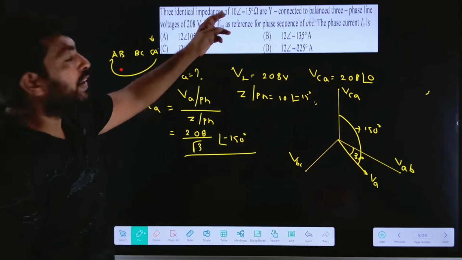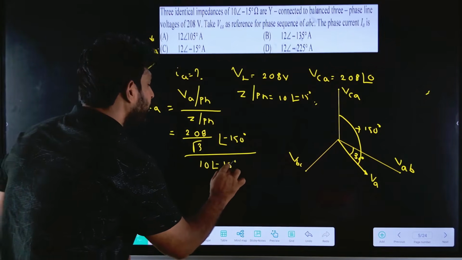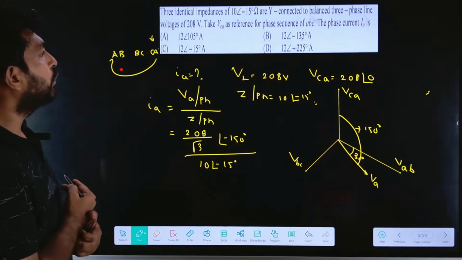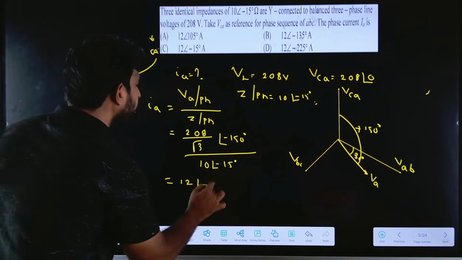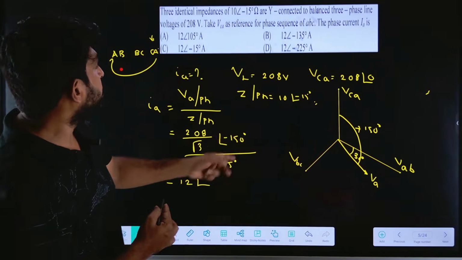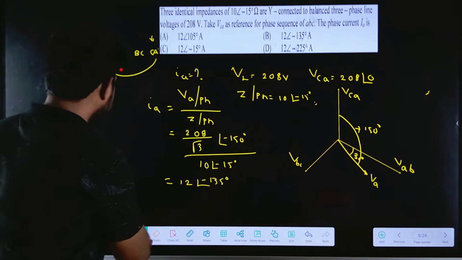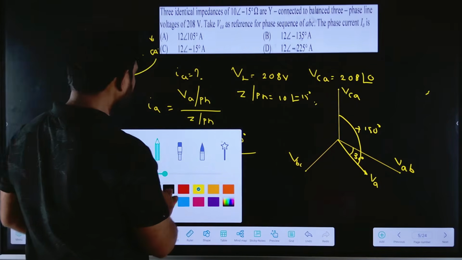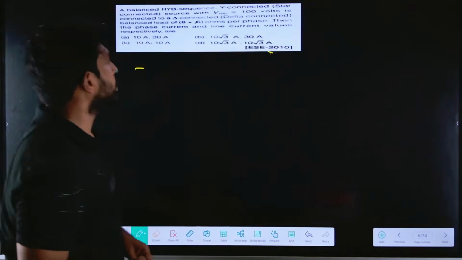Divided by, so what is the impedance? 10 at an angle minus 15 degrees. If you simplify this, you will get 12 at an angle of minus 15, so it will be minus 135. So the answer is B.